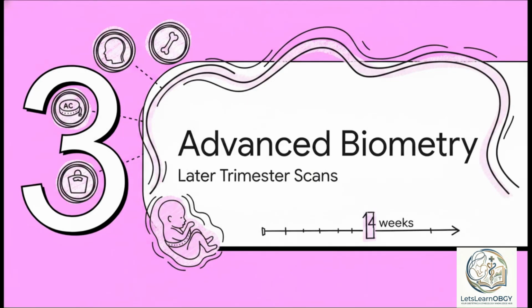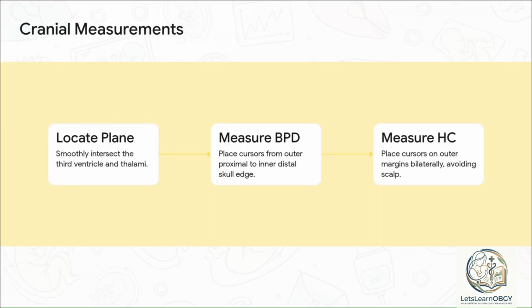All right, jumping into Section 3, Advanced Later Trimester Biometry. Once we cross that 14-week mark, our whole goal shifts from dating the pregnancy to assessing interval fetal growth using 4 standard parameters. Let's meticulously review the cranial measurements first. To measure the biparietal diameter, the BPD, and the head circumference, the HC, you first have to locate the standard plane. It needs to smoothly intersect both the third ventricle and the thalami.